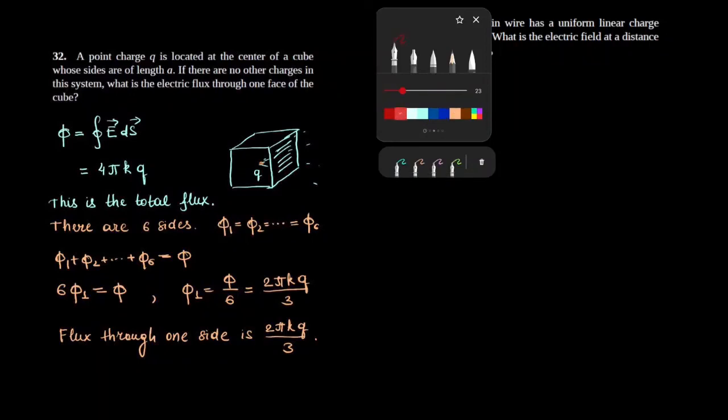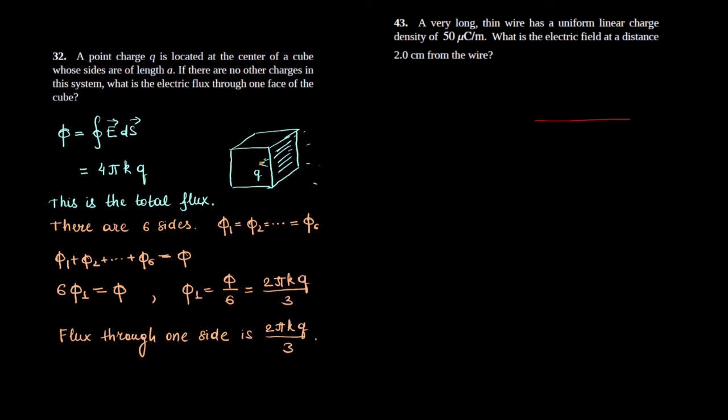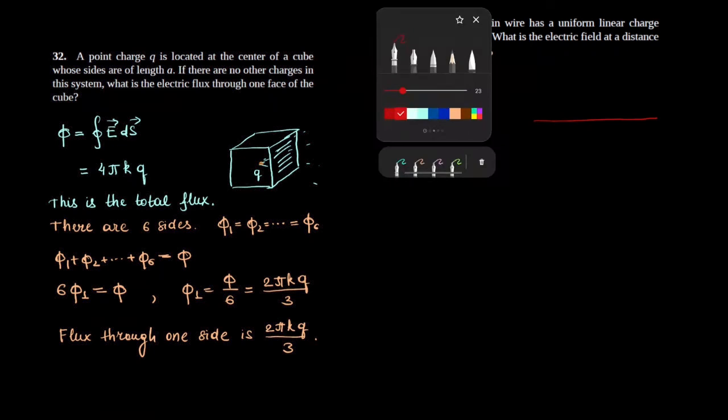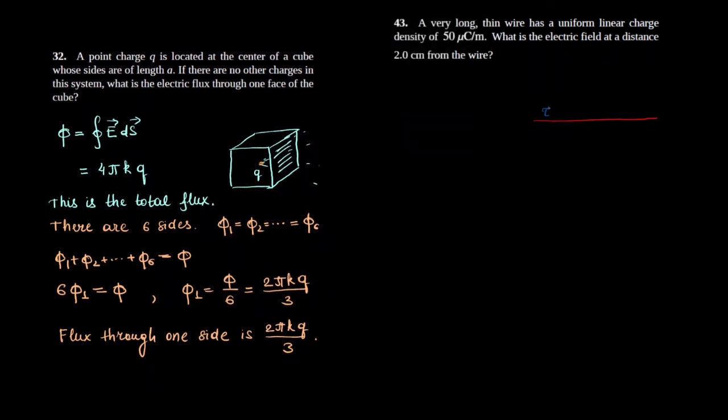So, okay, there is a wire, and it has a charge density, let's denote it by tau, which is equal to 50 microcoulomb divided by meters, and from 2 centimeters away, let's say at this point, so distance, let's call it d, is equal to 2 centimeters. We have to find the electric field.